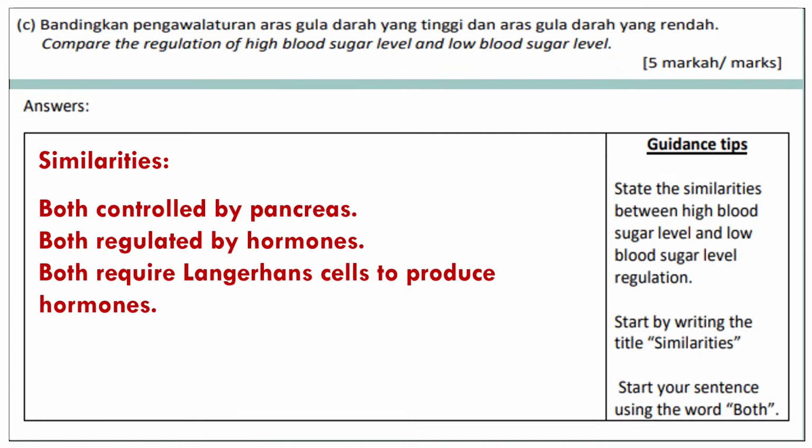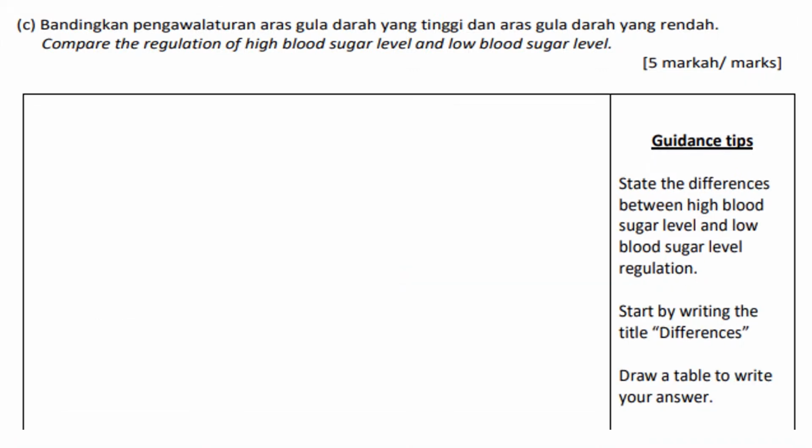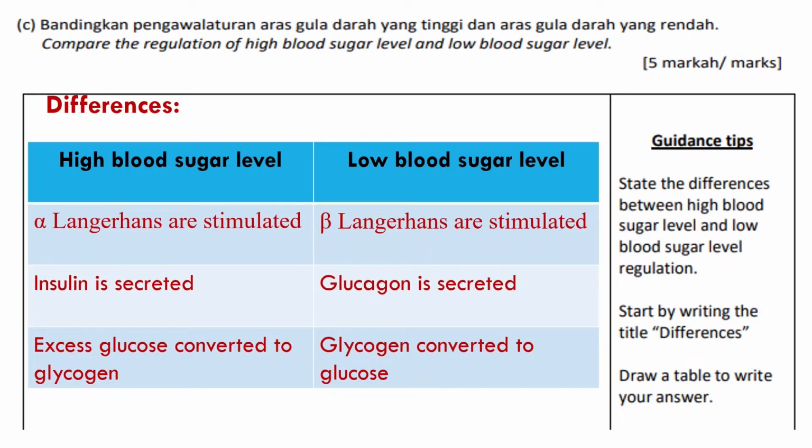Earlier we saw we have alpha Langerhans and beta Langerhans. For differences, you can write in a table. But bear in mind, you have to differentiate the same aspect, meaning the left and right has to be about the same point. And then you have to write in complete sentences. So differences: high blood sugar level, low blood sugar level.